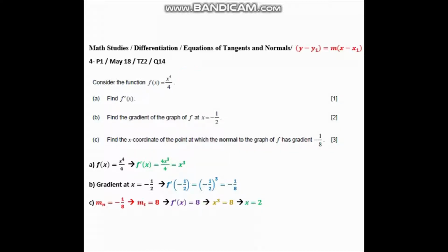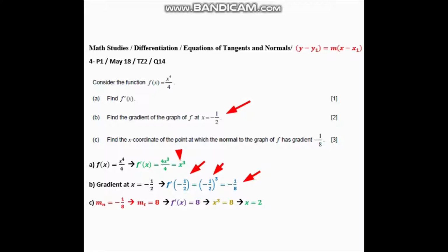In question B, I'm asked to find the gradient of the graph of f at x equals negative half. So the gradient is found by f dash of x, and we are given here that x equals negative half, so I need to find f dash of negative half. So I simply plug negative half into the equation of f dash of x, getting negative half to the power of 3, which is negative 1 over 8. So this is the gradient of the graph at x equals negative half.